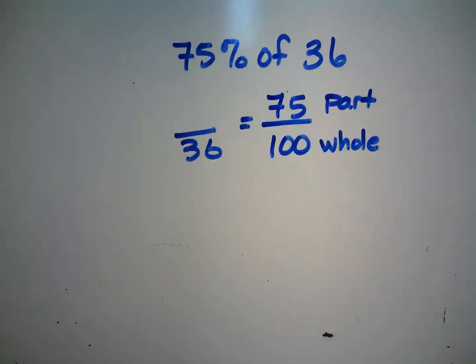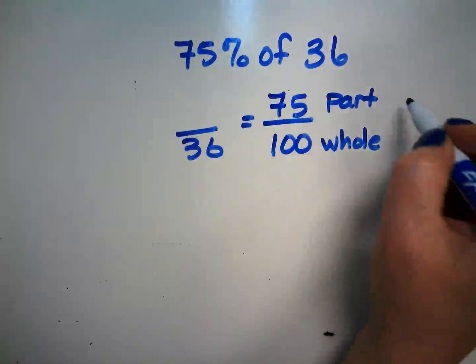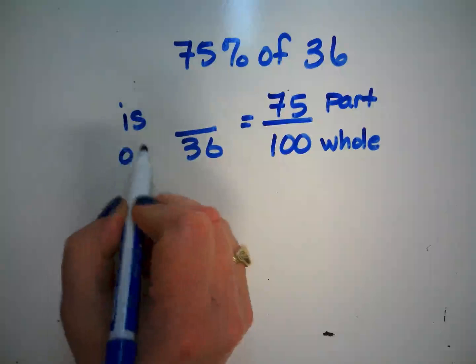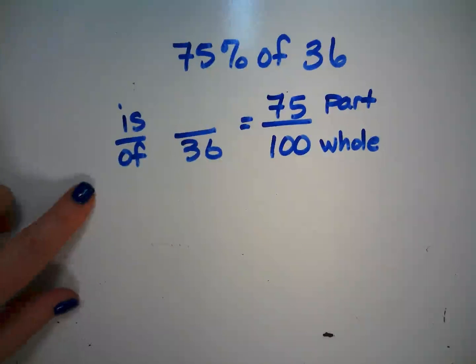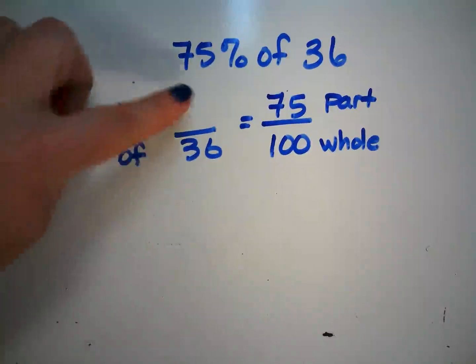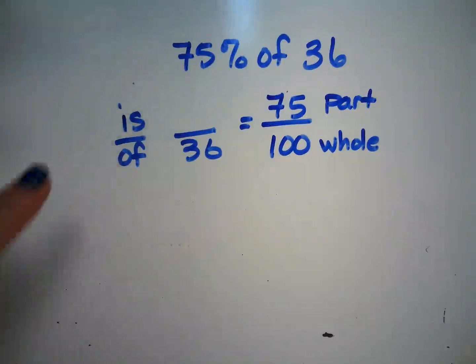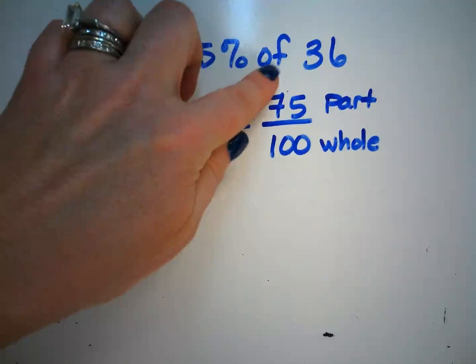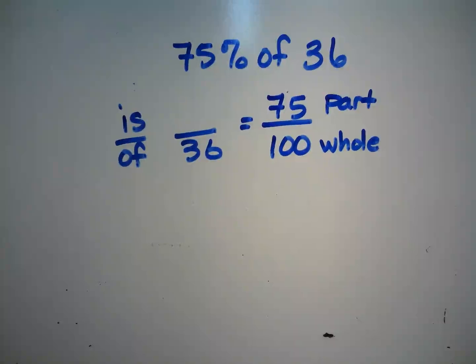Now, some people like to use this abbreviation: is over of. Typically, the number that represents the whole pairs up with of. And if you see the word is, it usually pairs up with the part. So in this case, I'm trying to find a part of this whole. Does that make sense? Okay.